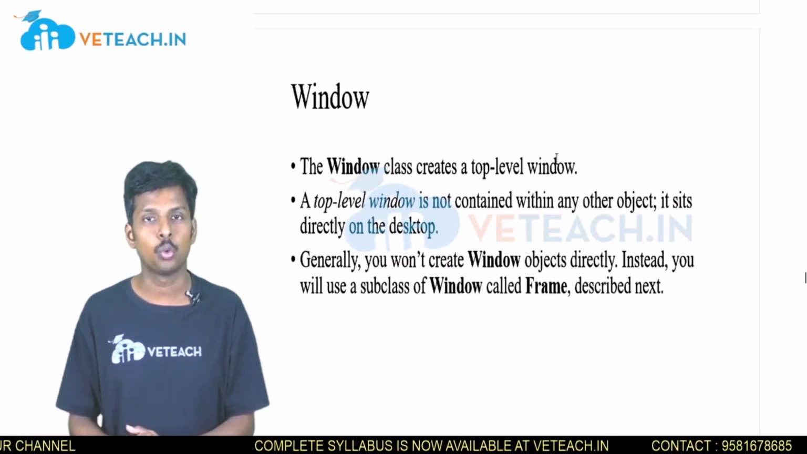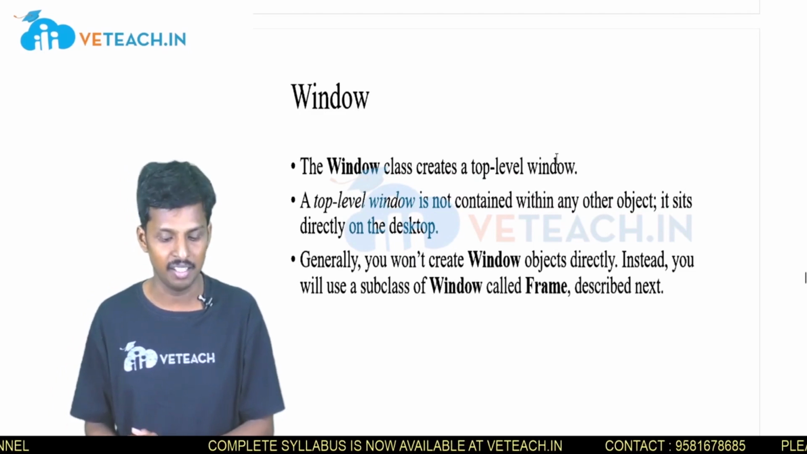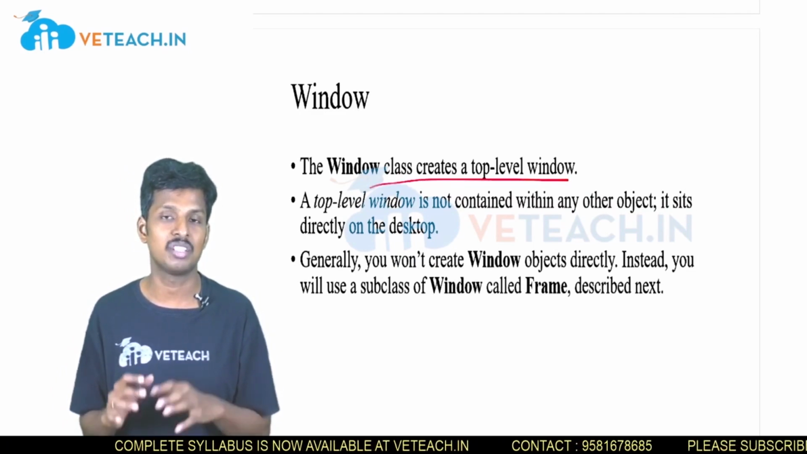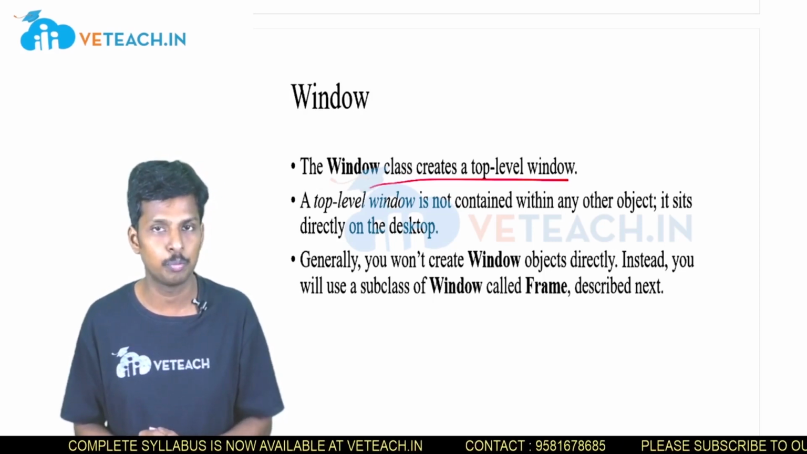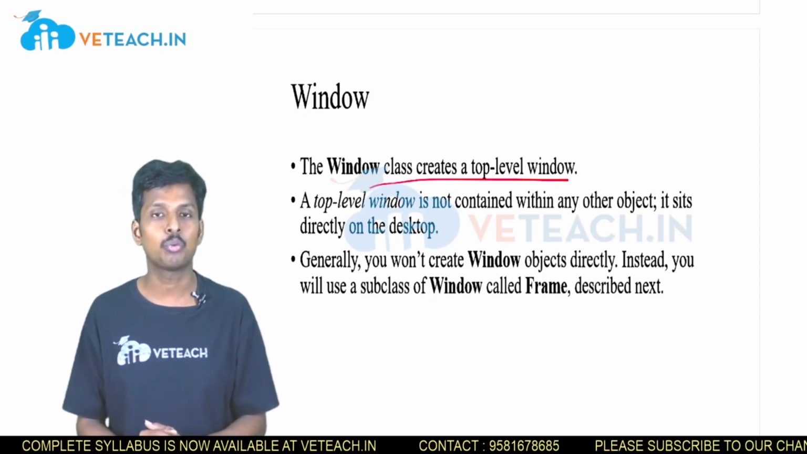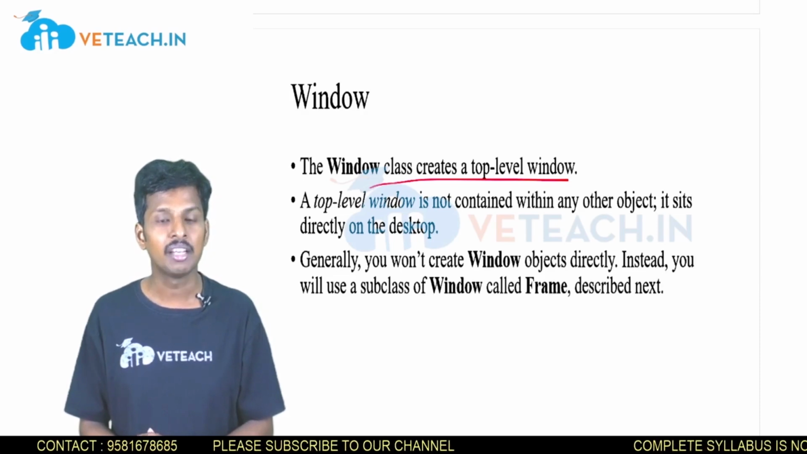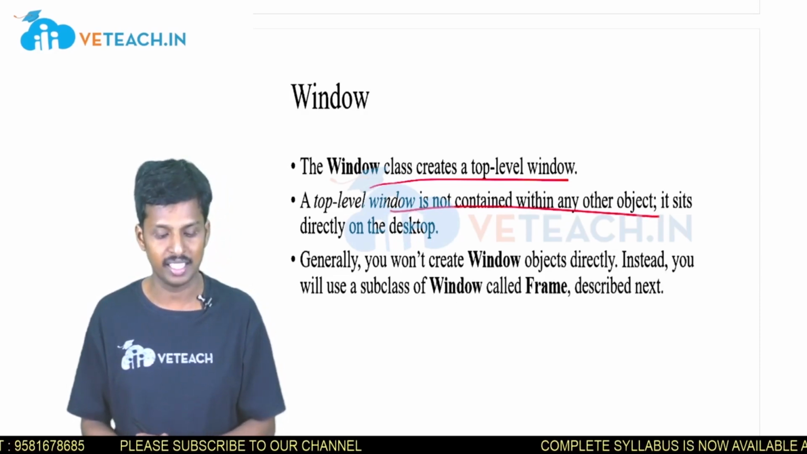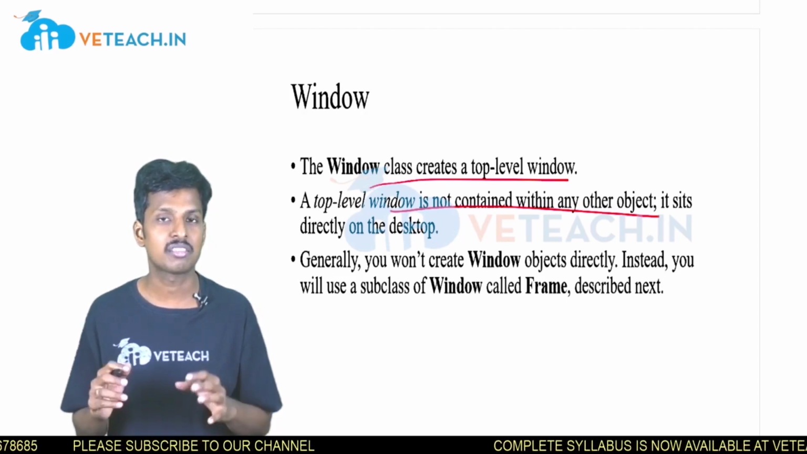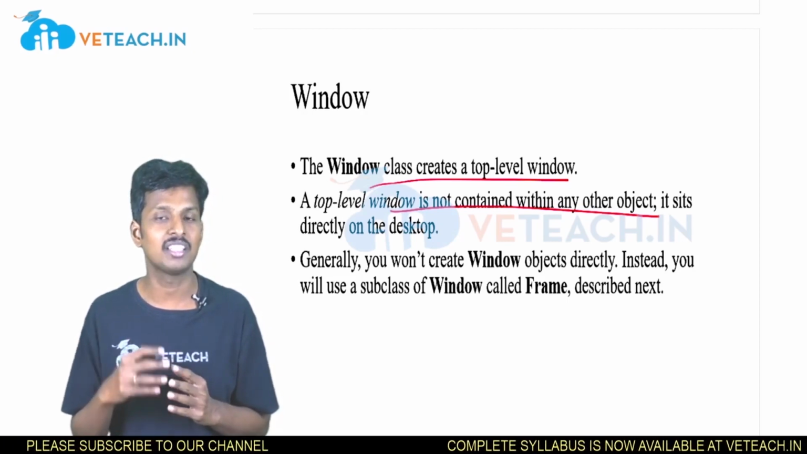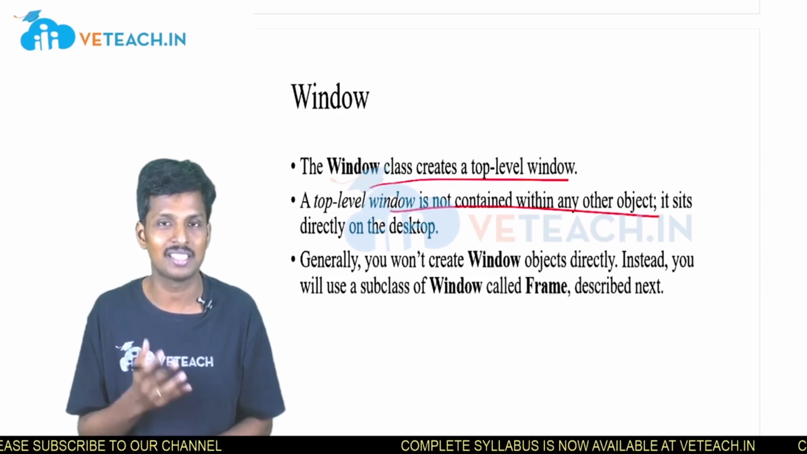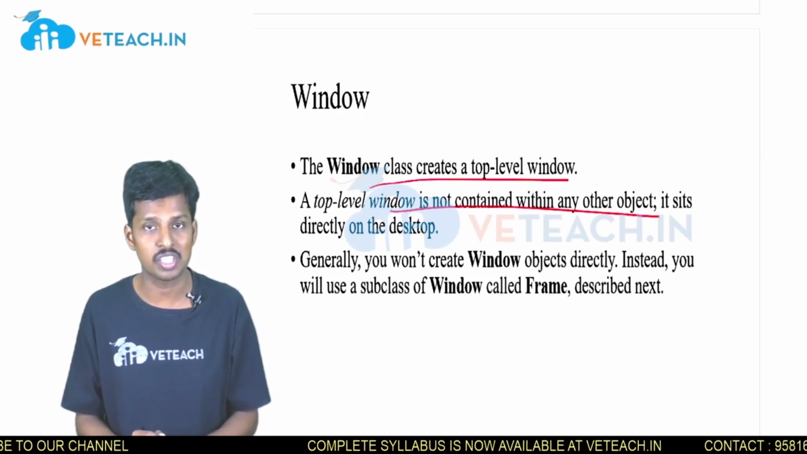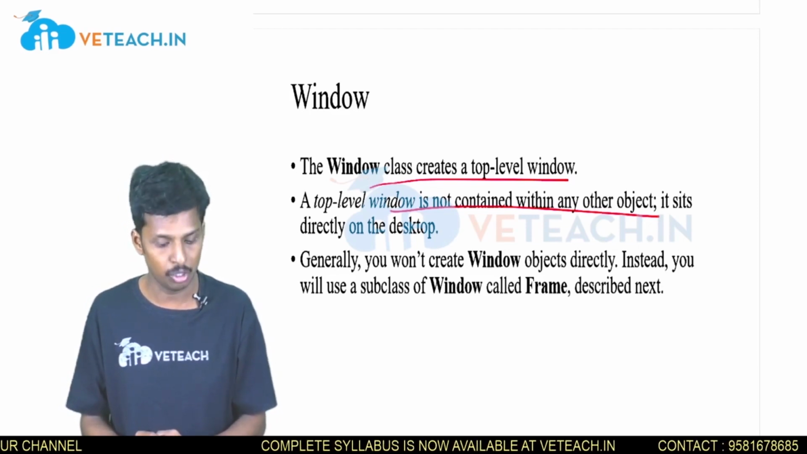Next one is window. What is a window and how is it created? A Window class creates a top level window. If you observe the different outputs that we see for applet programs, we get the output in the format of a window. A top level window is not contained within any other object. It sits directly on the desktop. So it's not a simple application that resides in any other application. It will be present directly on the desktop window itself. Those types of windows are known as windows.